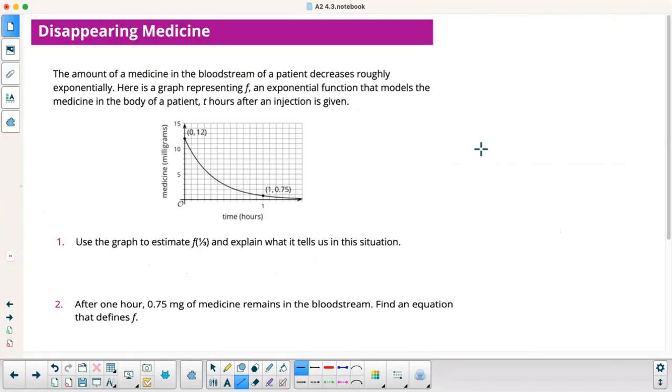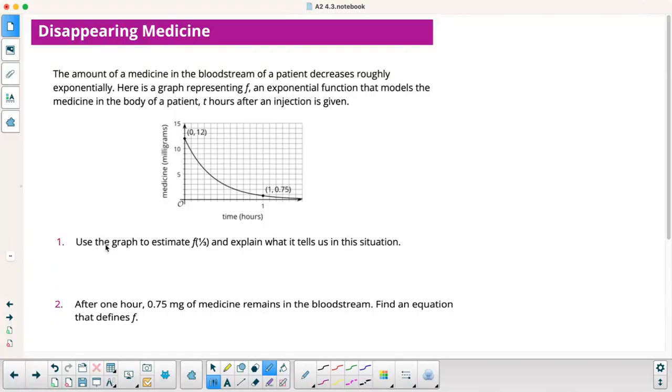All right. The amount of medicine in the bloodstream of a patient decreases roughly exponentially. Here's a graph representing F, an exponential function that models the medicine in the body of a patient T hours after the injection is given. So they give us this graph here, and they give us a couple points. At 0, it starts at 12. So that's your initial milligrams. And then after 1 hour, you're down to 0.75.